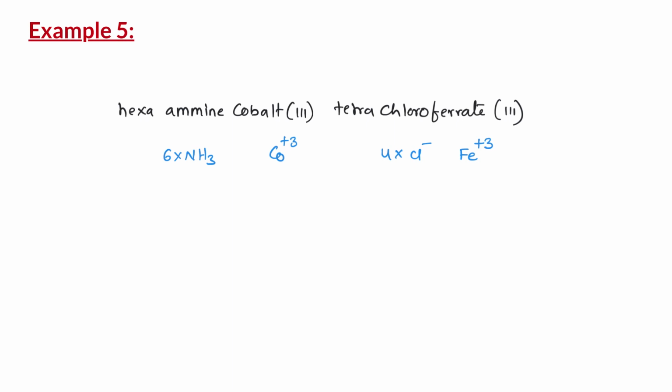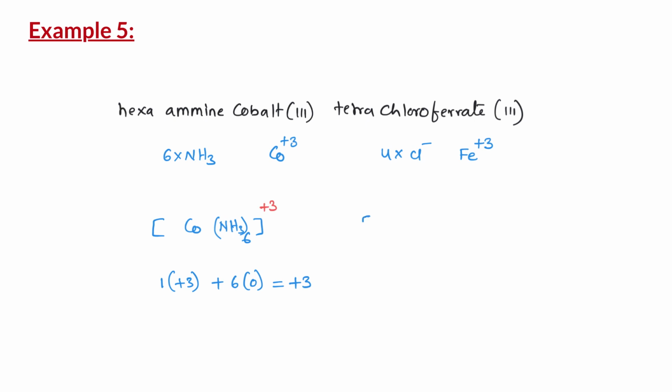Let us first write the formula for the complex cation. We have 6 ammonias and cobalt. Next, let us find out the overall charge on this complex cation. The overall charge on the complex cation is equal to the sum of oxidation numbers of all the atoms. We have one cobalt and its oxidation number is given as +3, and we have 6 ammonias, all of them are neutral. Therefore, the overall charge on the complex cation is +3.